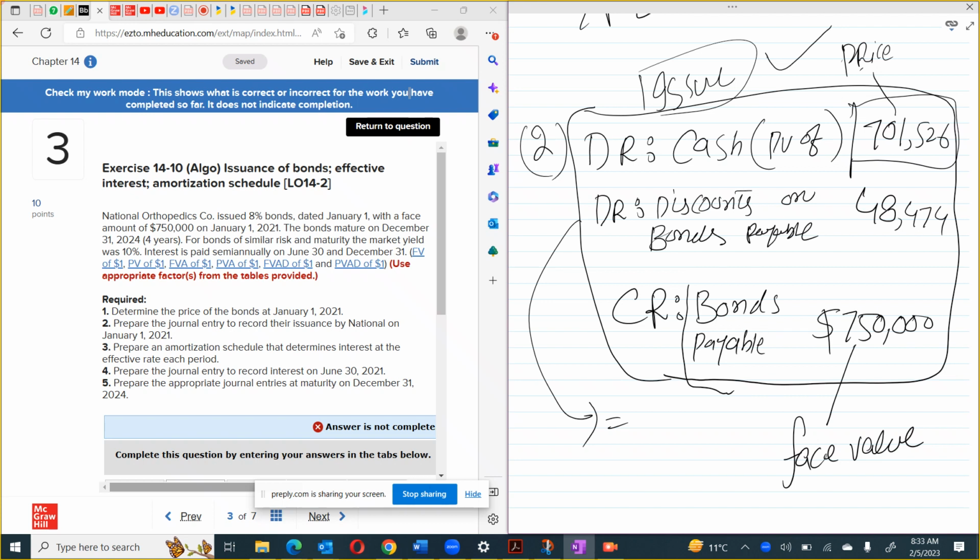Okay. At maturity, you will record two entries. First entry is about interest expense. What will be the double entry for interest expense at maturity? The entry is the same as the one you record during the life, only the amounts differ. So I will debit interest expense, I will debit premium on bonds, and I will credit the cash.